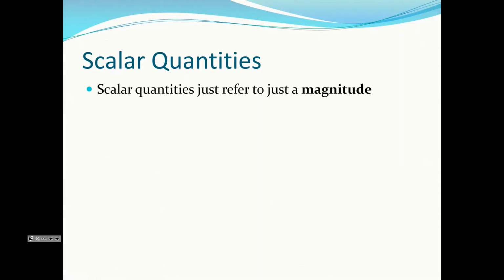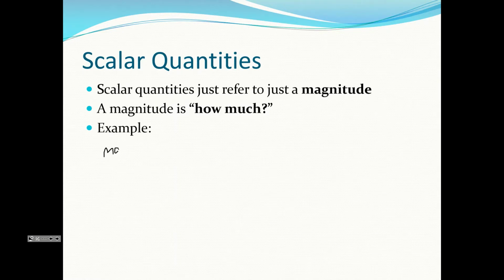So this you've done before in Science 10. Scalar quantities refer to just magnitude, meaning how much. An example of something that would be just a magnitude would be mass. Mass is a scalar quantity, right? Because you can say that you're 10 kilograms, but you wouldn't say 10 kilograms to the left. It doesn't have direction, it just has magnitude.